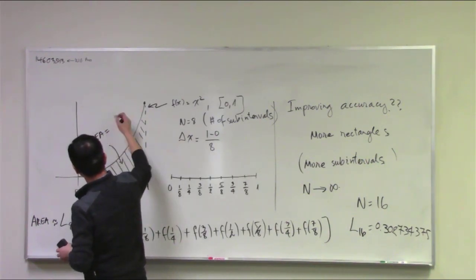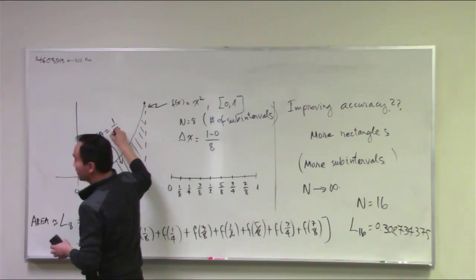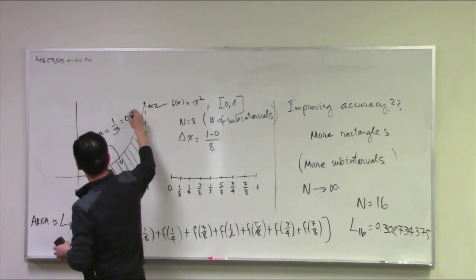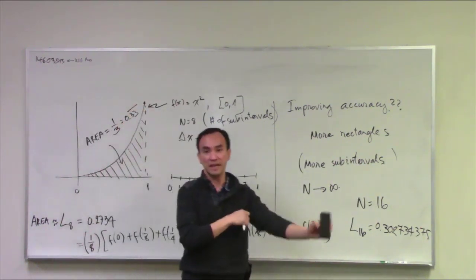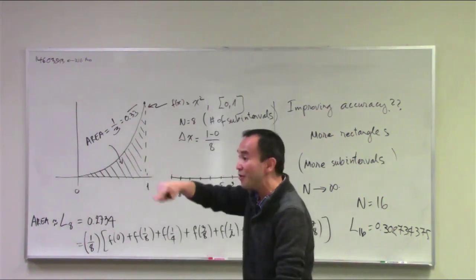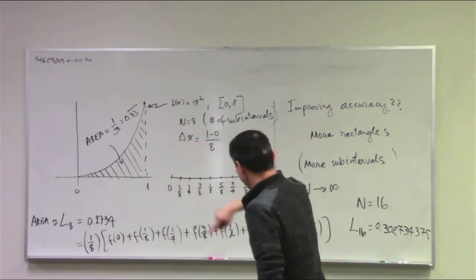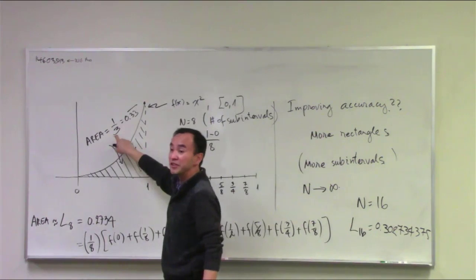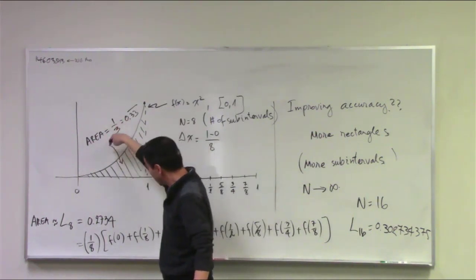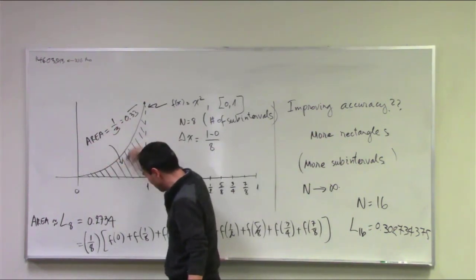The real area here is 1/3, or in decimals, 0.33 repeating. That's the real area, and you will find out how we got to that later on. But just for now, I'm talking out of my own experience. So the real area here, I'm talking about the precise area.